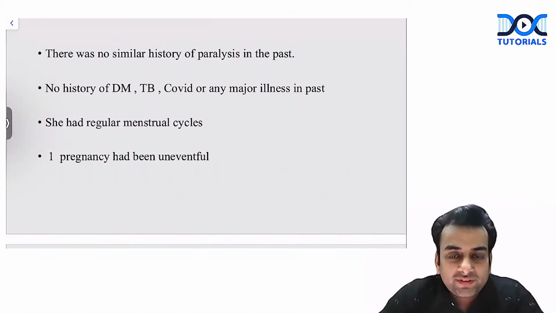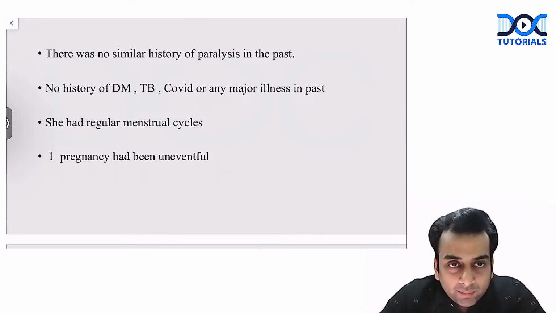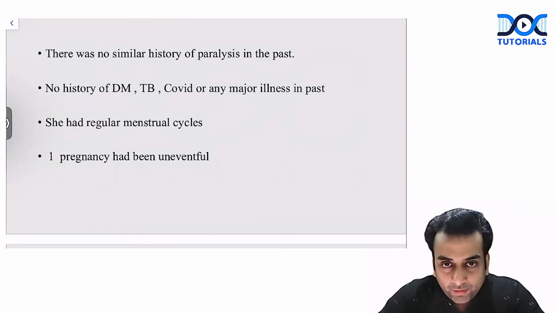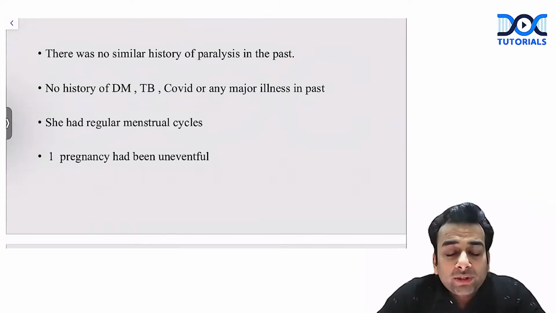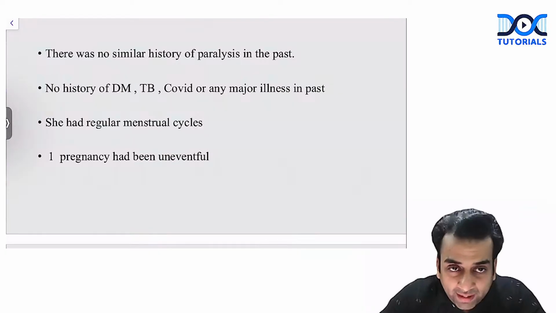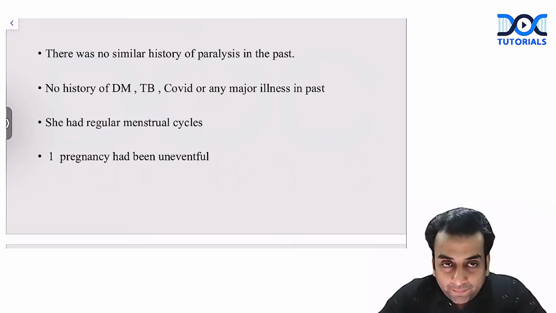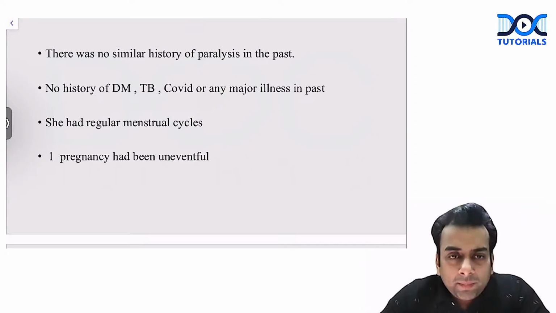There was no history of similar paralysis in the past, so it's not a periodic phenomenon that happens and resolves. No history of diabetes, tuberculosis, COVID, or any major illness in the past. She had regular menstrual cycles and one pregnancy, which was uneventful. Am I clear? So yes, try to bottom down the differentials. And I'm telling you, please don't think only from the perspective of hypokalemia just because you know it's hypokalemia.